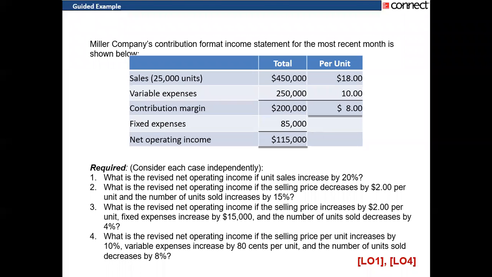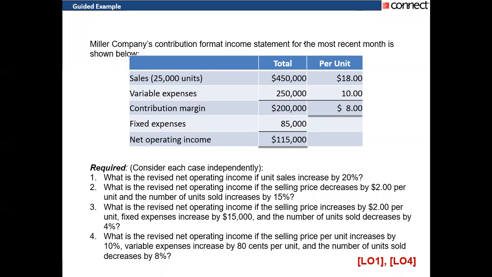Again, the information is presented on a per unit basis. And what I would say is that when the total information is given in any problem, when you are solving the problem, please create a separate column. This is a convention: create a separate column to express the number on a per unit basis when you are writing the contribution format income statement to get your solution or to get the requirement fulfilled.